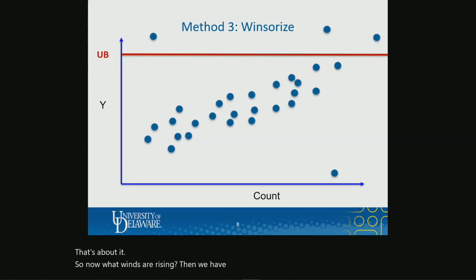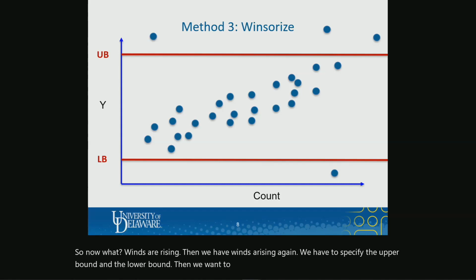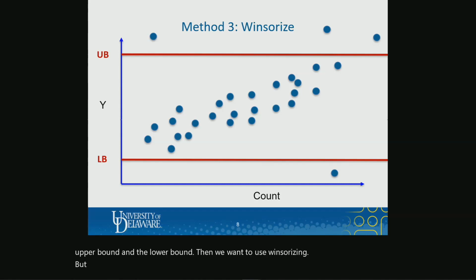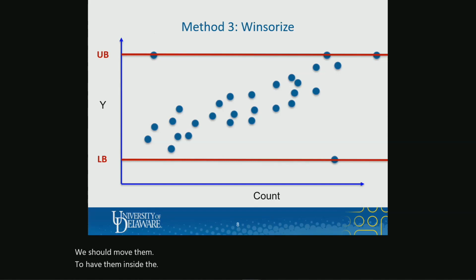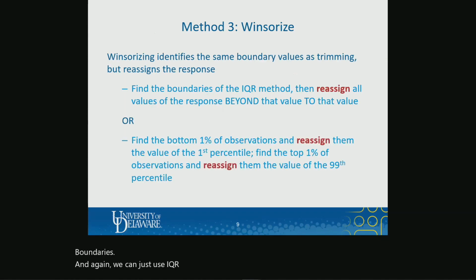Now, what about winsorizing? When we have winsorizing, again, we have to specify the upper bound and the lower bound. But instead of excluding those data points outside the boundaries, we should move them inside. We should move them to have them inside the boundaries. And again, we can just use IQR or percentile to specify the outliers and reassign the outliers new values.